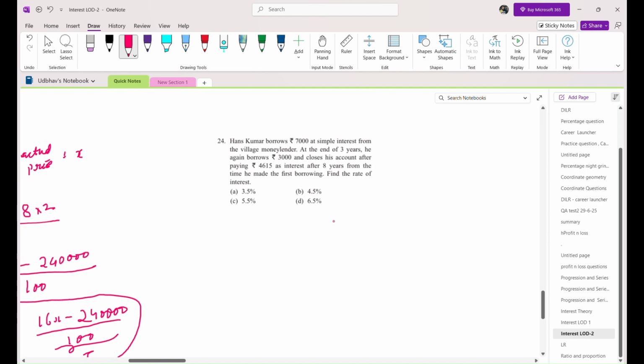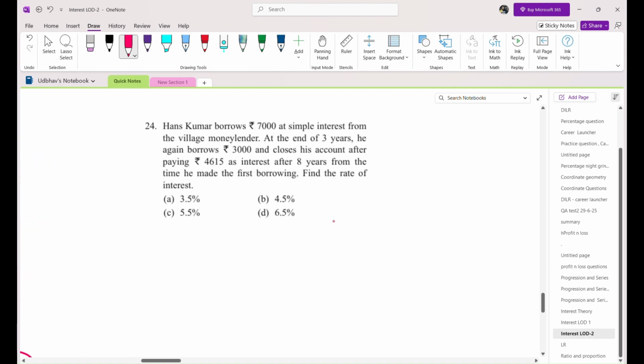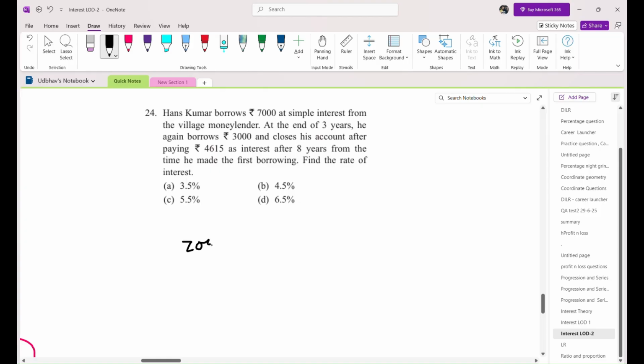Right, next question. Hans Kumar borrows 7,000 at simple interest from the village money lender. At the end of 3 years, he borrows 3,000 and closes his account after paying 4,615 as interest, after 8 years from the time he made the first borrowing. Find the rate of the interest. Okay. So first he borrowed 7,000 rupees from the village money lender at the first year. Then time goes by. At the end of third year, he again borrows 3,000 rupees.